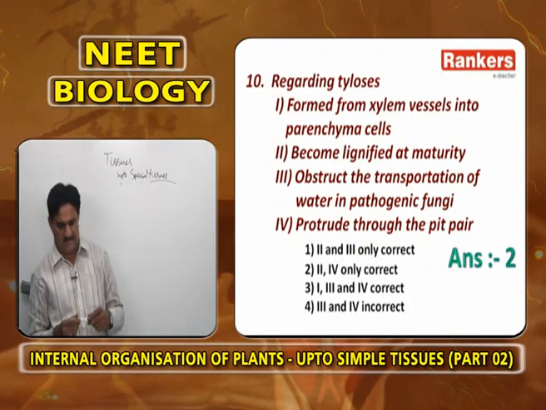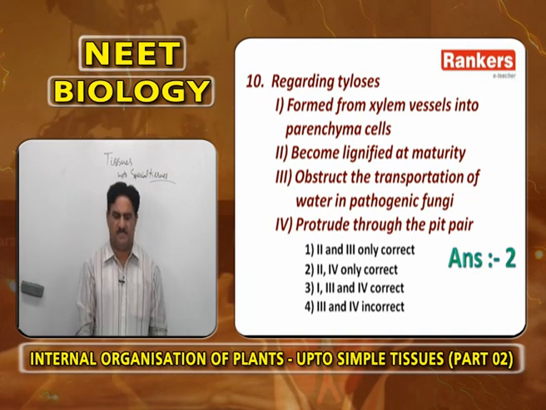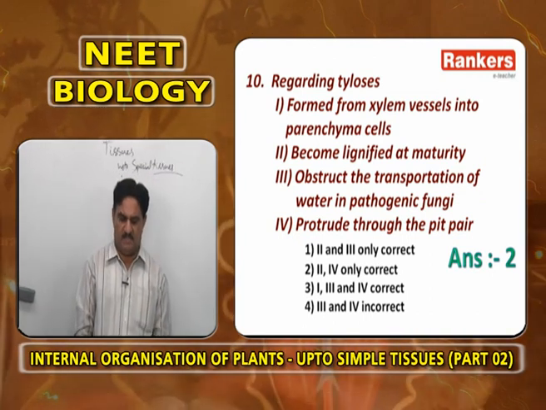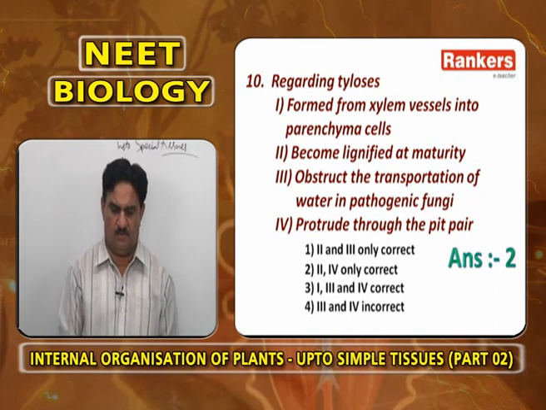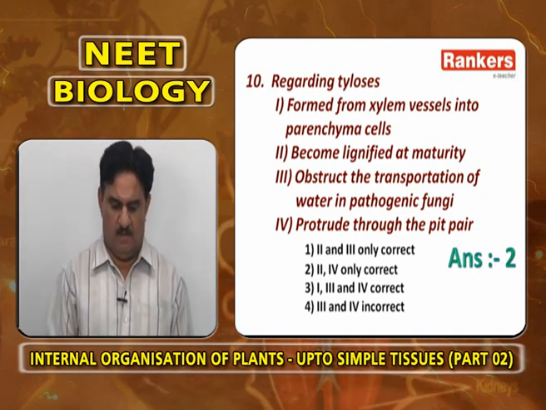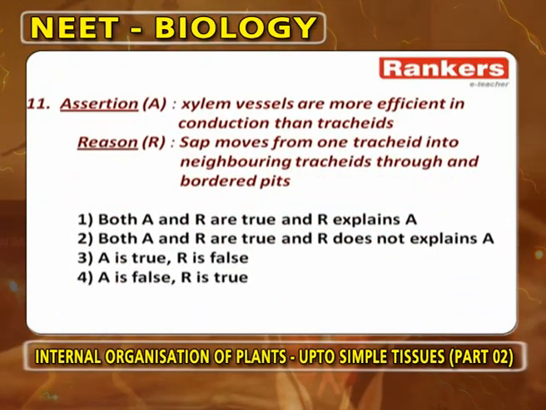So the answer for this is 2 and 4 are correct. 2, become lignified at maturity, is correct. 4, protrude through pit pair. Second one is correct. Next.